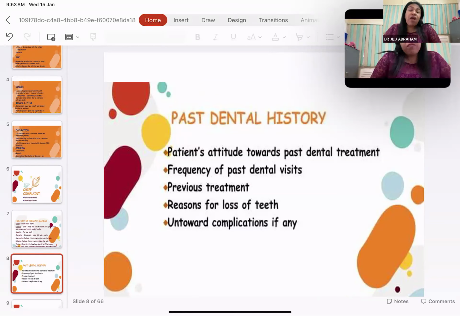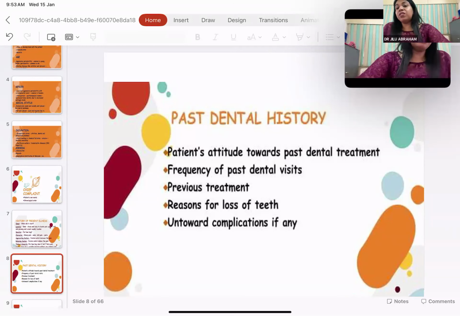In addition to that, in the perio aspect, if there is a missing tooth, we have to know the reason for the missing tooth, whether it is due to caries or due to mobility. If it is due to mobility, then that is our main concern, because then we definitely get an idea that the person has a periodontal problem. From that moment itself, we can identify it.